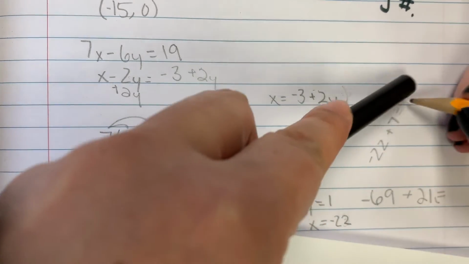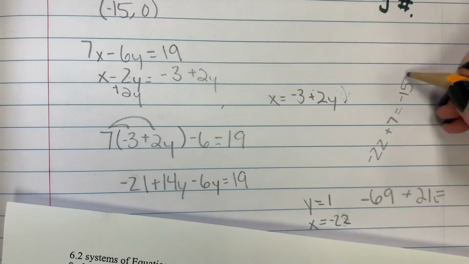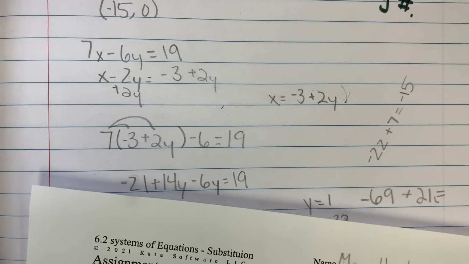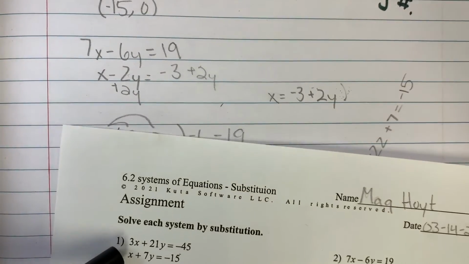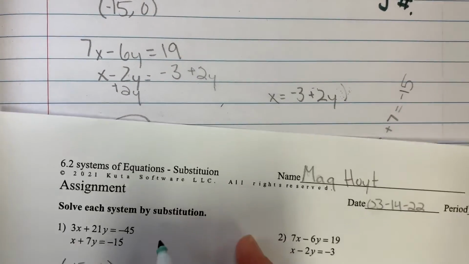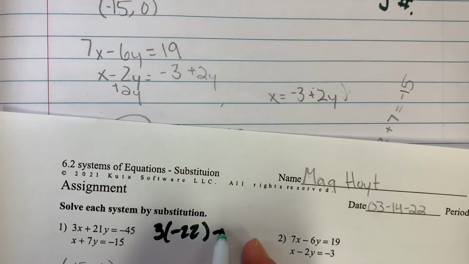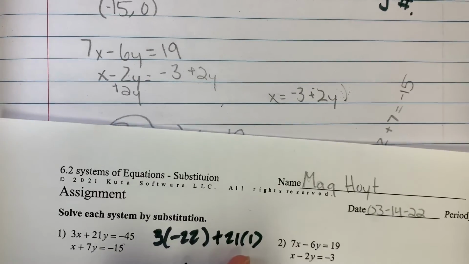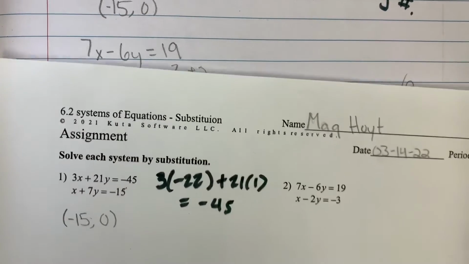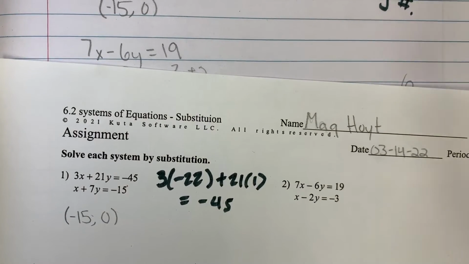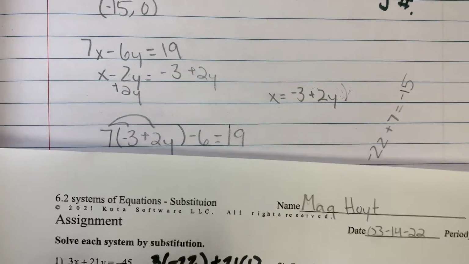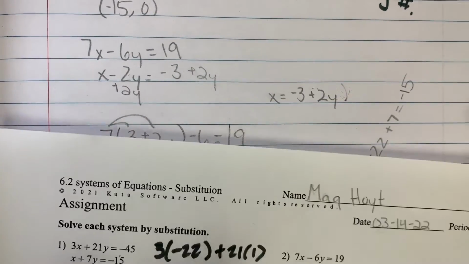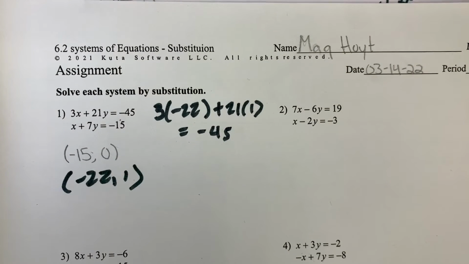That one was negative 15. We already talked about it, right? Yeah, but I think we put 23 in there. Yeah, so we fixed that. It's 22, right? So now in here, 3 times negative 22 plus 21 times 1 is negative 45. And we know that that's the answer. So if x is equal to negative 22 and y is equal to 1, we know this is another solution.